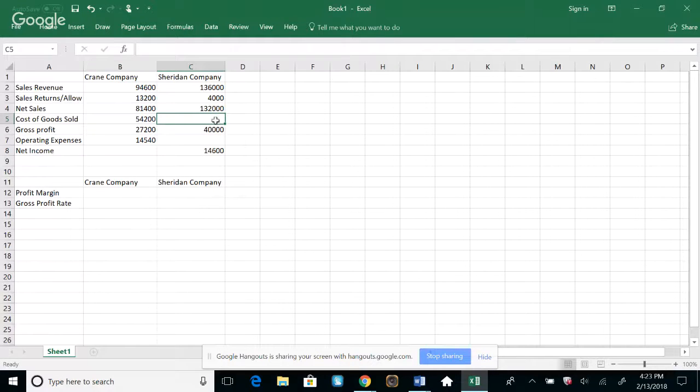For Sheridan Company, we need to solve for cost of goods sold. In order to do that, we take net sales of 132,000 and subtract our gross profit of 40,000, and that will give us our cost of goods sold of 92,000.